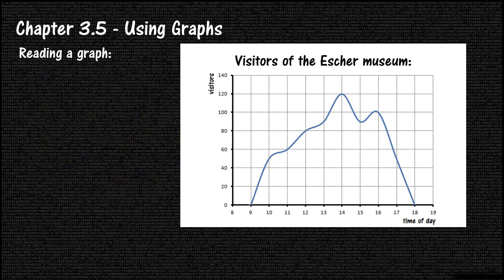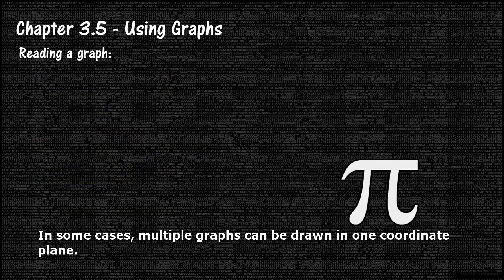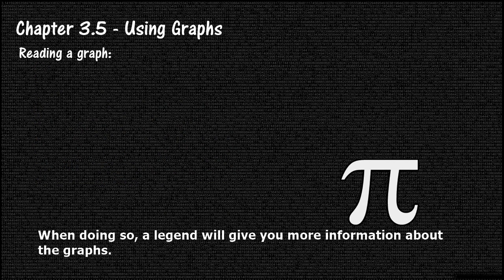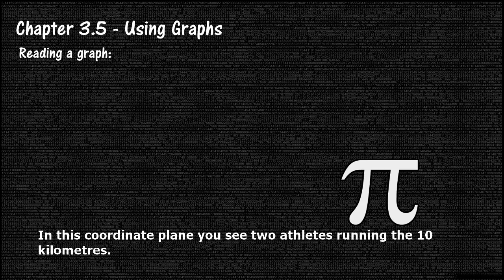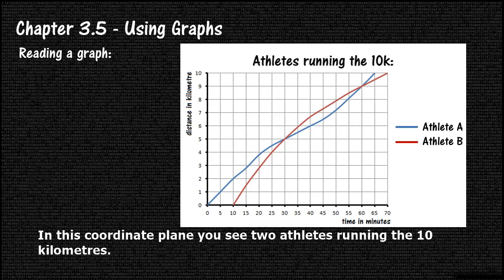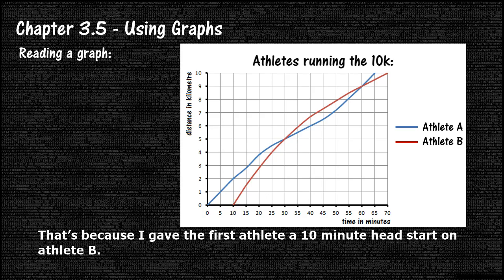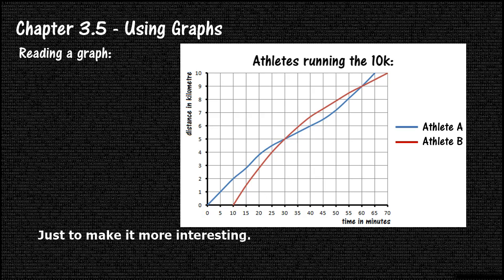In some cases, multiple graphs can be drawn in one coordinate plane. This way you can quickly compare the two. When doing so, a legend will give you more information about the graphs. In this coordinate plane, you see two athletes running the 10 kilometers. You'll immediately notice that athlete B starts at the 10-minute mark. That's because I gave the first athlete a 10-minute head start on athlete B, just to make it more interesting.